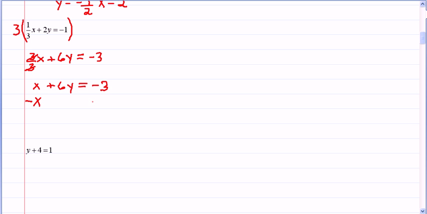Always move the x over first by either adding or subtracting. And we get 6y equals, the x's cancel. You want to write the x term first and the constant second. So let's finish this up right here. And I'll copy the problem over.